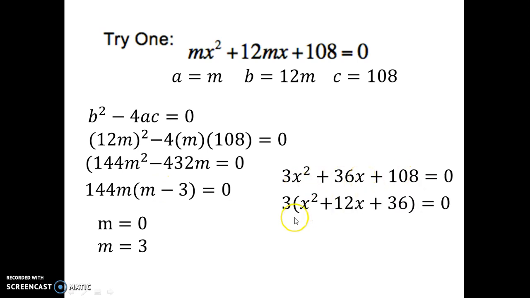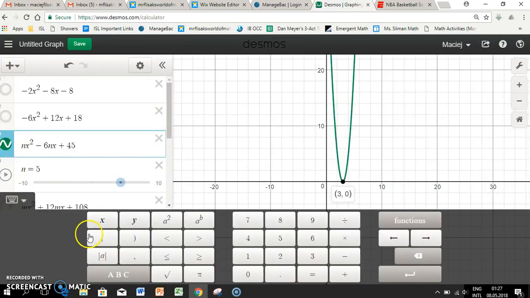Let's solve. Let's factor out 3. This is a perfect square, x plus 6. I got rid of the 3 already by dividing by 3. Solve it, x equals negative 6. Confirm that one as well.